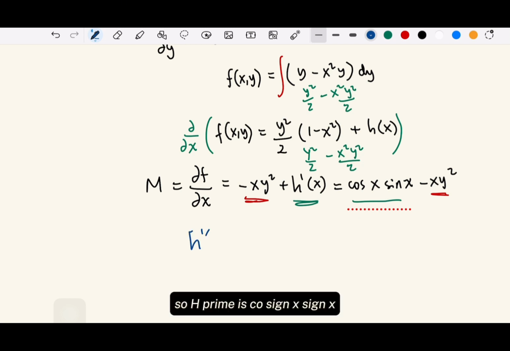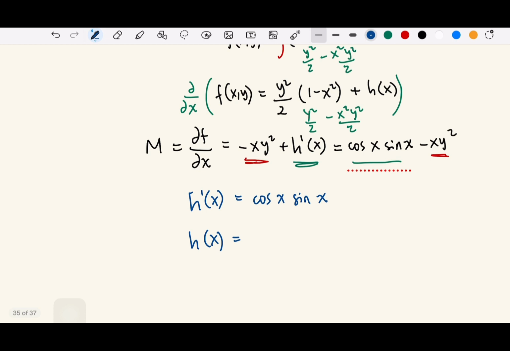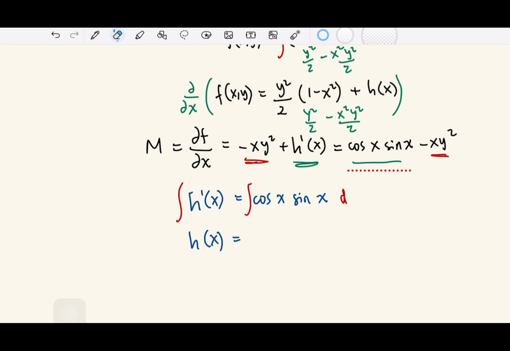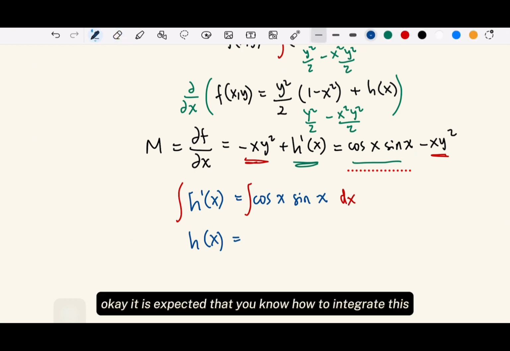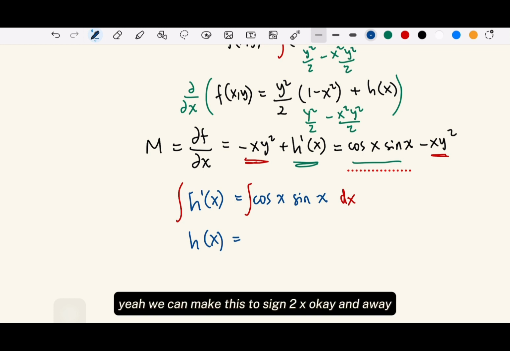So h prime is cosine x sine x. So what will be the h of x? We need to integrate, right? We need to integrate with respect to x. It is expected that you know how to integrate this. How? Sine 2x. Yeah, we can make this into sine 2x.